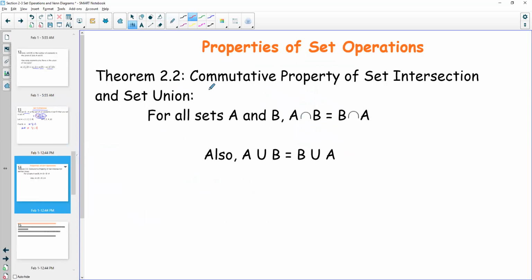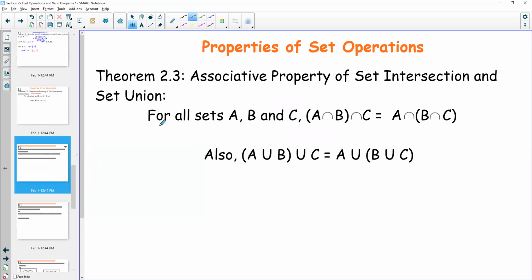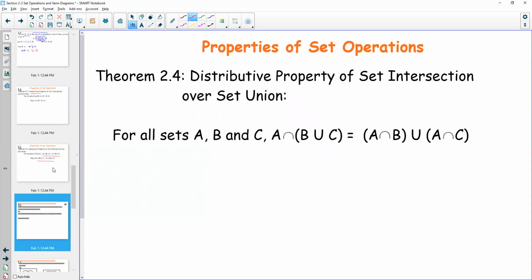There are some properties of set operations that we need. First, it's commutative. So A and B is the same as B and A. A or B is the same as B or A. The order there doesn't matter. They're also associative, just like when we add and subtract. So A and B and C is the same as A and B and C. Whichever one you do first, as long as you're getting all your overlaps, it's all going to work out. The same thing happens for intersection, or sorry, union.